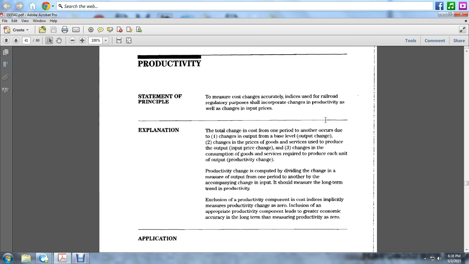Productivity changes are computed by dividing the change in the measured output from one period to another by the accompanying change in the input, and should be measured on the long-term trend in productivity. Exclusion of a productivity component from cost indices implicitly assumes that measured productivity change is zero. Inclusion of any appropriate productivity component leads to greater economic accuracy. The long-term measured productivity change is not zero.